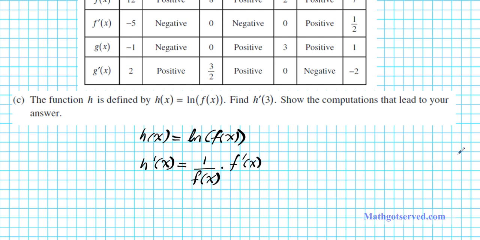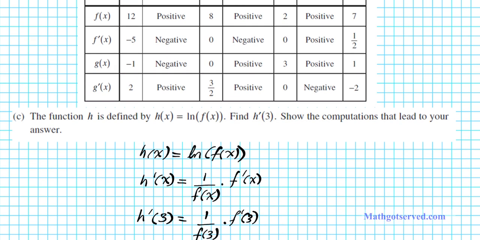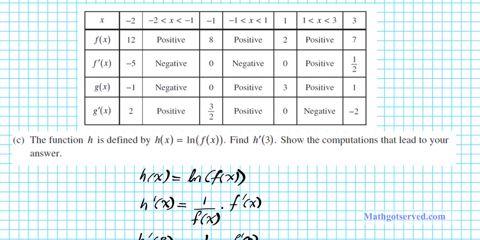All right, so now we want to find the derivative at a fixed point, namely at x equals 3. So h prime of 3 is going to be what you get when you evaluate the derivative at x equals 3. So we're going to have 1 over f of 3 times f prime of 3. So we're going to be using the f column and the f prime column, evaluating them at x equals 3. So f of 3 is 7, f prime of 3 is 1/2.